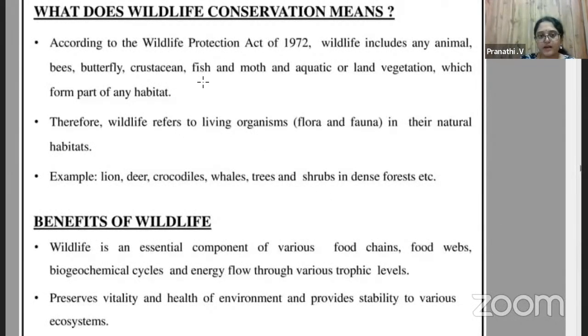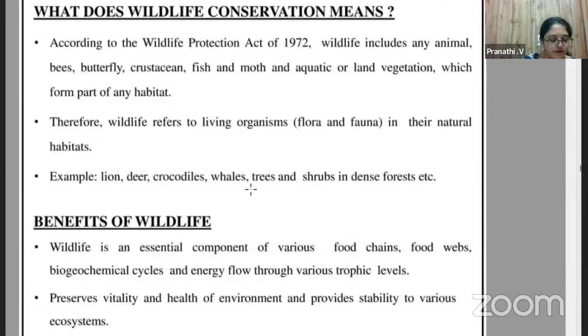So according to the Wildlife Protection Act, any animal, insect, fish, that is any aquatic insect and plant, present which forms part of any habitat is known as wildlife. So it refers to the living organisms, both plants and animals, so flora and fauna in their natural habitats. So examples are the lion, deer, crocodiles, etc.